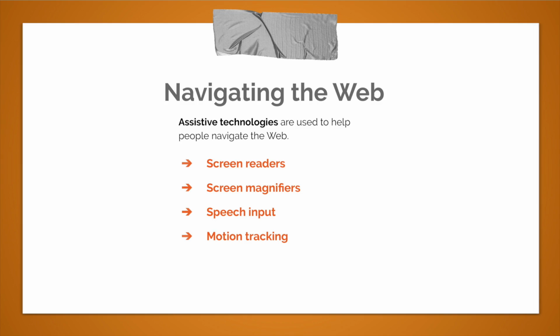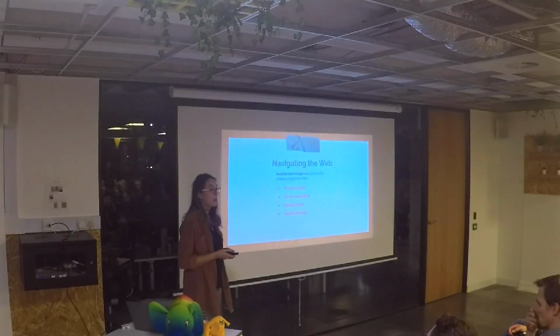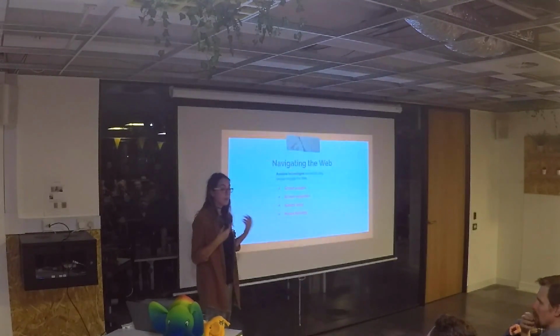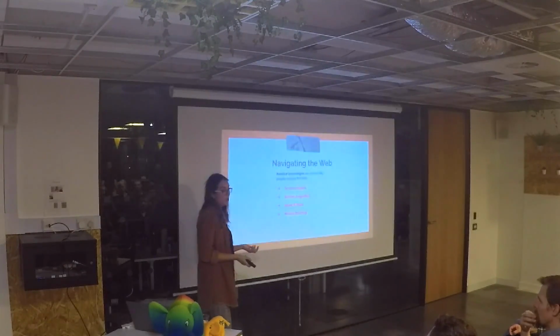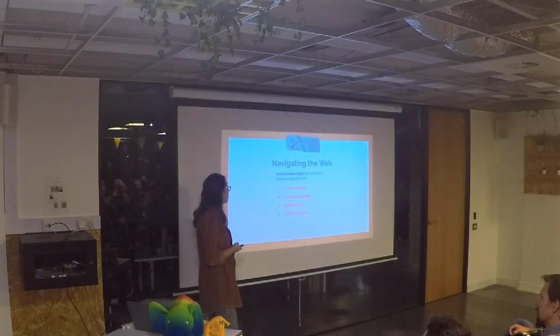So how do people navigate the web if they have a disability? Screen readers are quite a common one. If you tab through a website, it reads out the content out loud. It'll describe what the buttons and the links are. And you can add extra tags which describe things for people that can't necessarily see the screen.